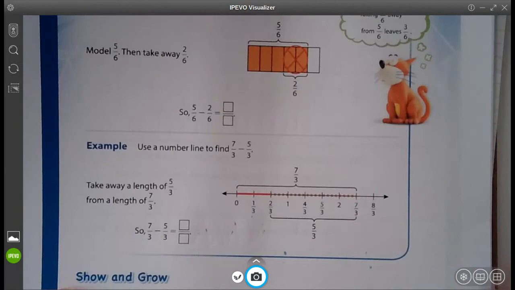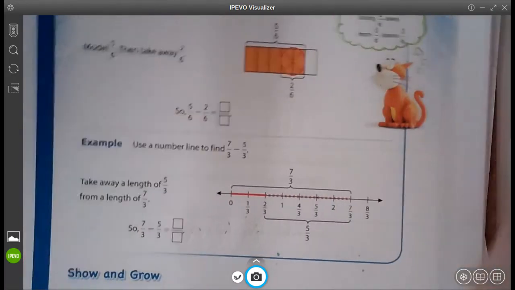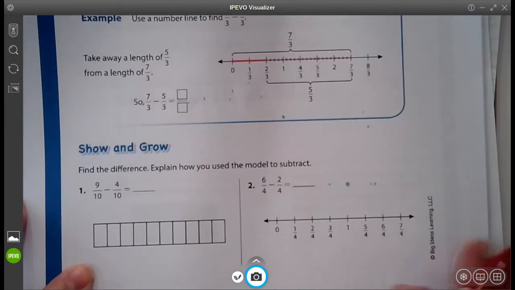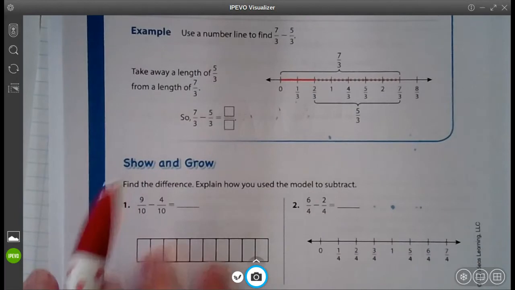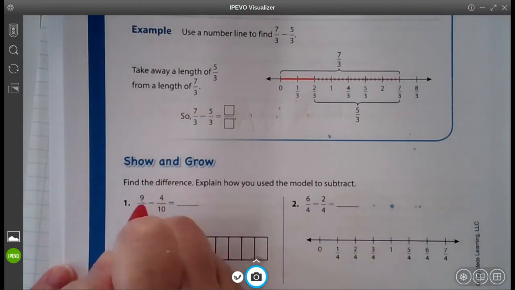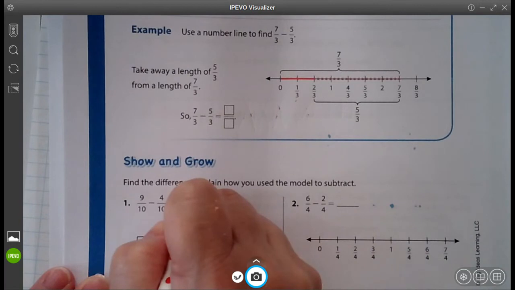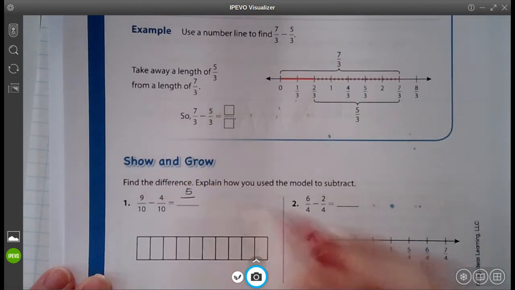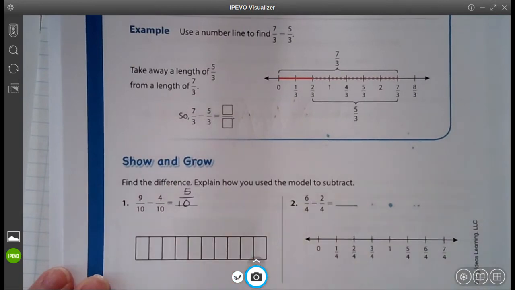All right, so this top part is an example of what we just did, just with different numbers. I'm going to move down here to the show and grow part. So here's your problem. 9 tenths minus 4 tenths equals blank. Well, it's the same as if you add. You take a look at the numerators. In this case, it's 9 minus 4, which is 5. And what do you do with the denominators? You just keep it the same. So the answer is 5 tenths.